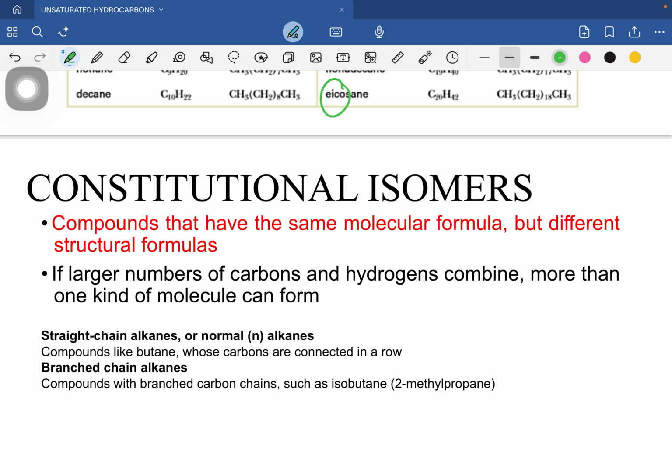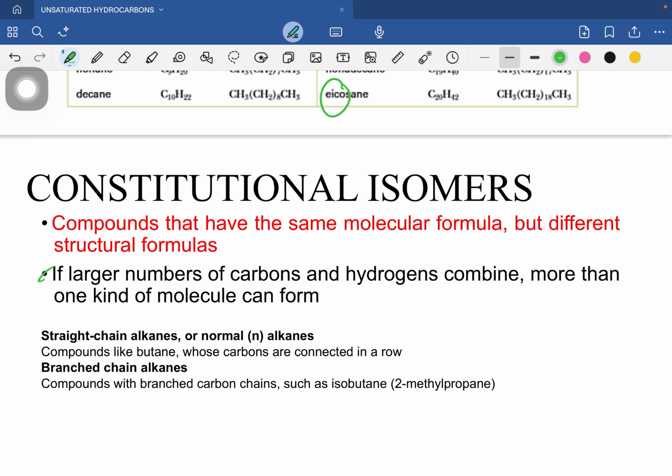So if a larger number of carbons and hydrogens combine, more than one kind of molecule can form. This is actually very true, guys. The more you increase the number of carbon and hydrogens in a molecular formula, the more constitutional isomers that compound can have. Makikita ninyo later that a 4-carbon organic compound has 2 structural isomers as compared to a 5 carbon organic compound which has 3 structural isomers naman. So sana naintindihan nyo yun.